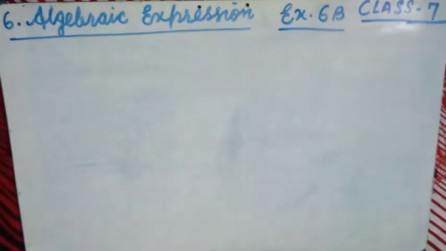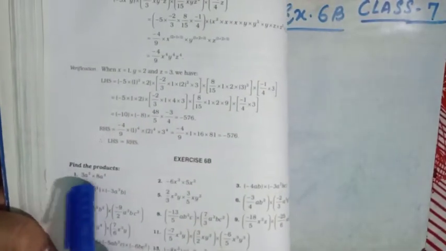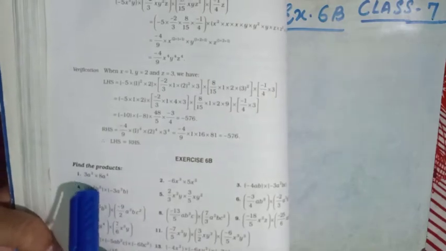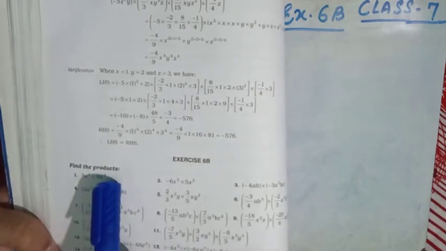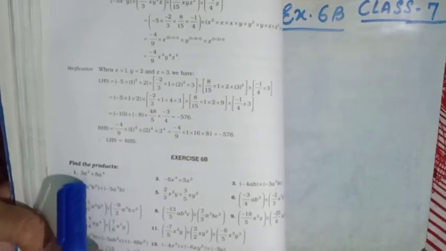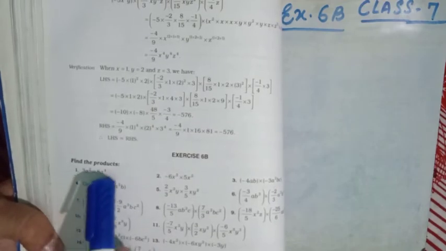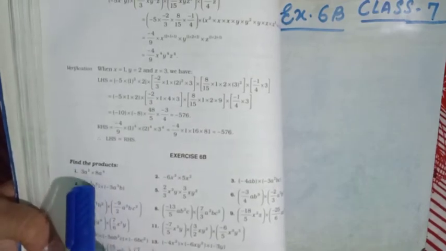Now have a look, friends. In exercise 6b, the first question says find the products. Here, 3a square multiplied by 8a raised to the power 4. Simply we have to multiply the whole numbers, 3 times 8 is 24, and a is the same base, so write the single base and add their exponents, 2 plus 4, which is 6. So 24 a raised to the power 6.